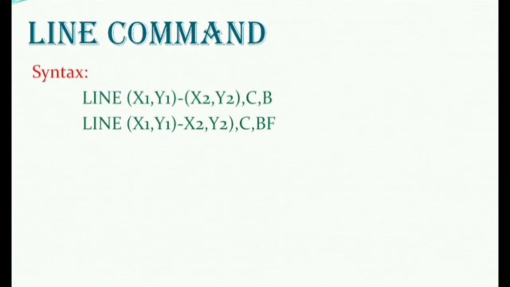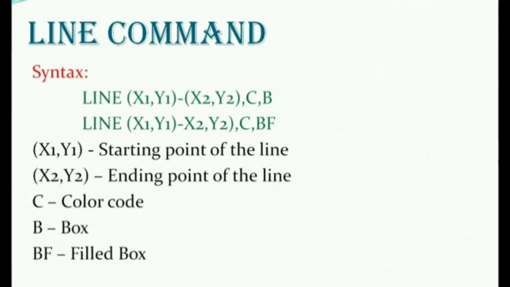The line command is used to draw a line between 2 points. We can see there are 2 syntaxes supported by the line command. And the first syntax is LINE x1 y1 hyphen x2 y2 comma C comma B, where x1 y1 indicate the starting point of the line and x2 y2 indicate the ending point of the line. And after that we can see 2 more codes. First one is C and second one is B. C means the color code.